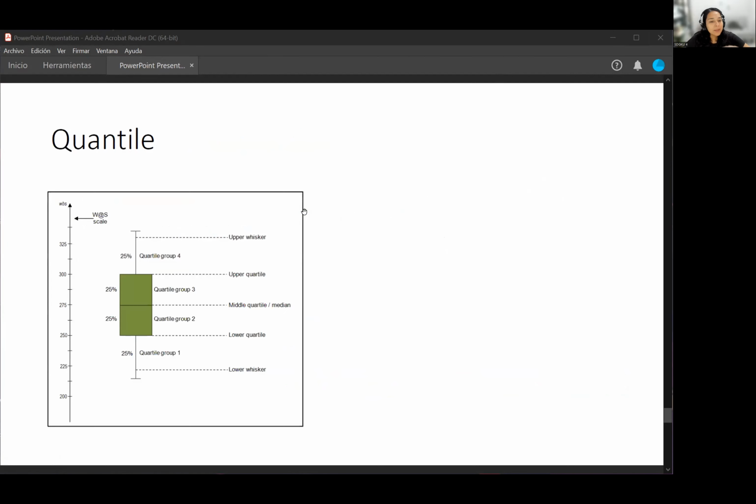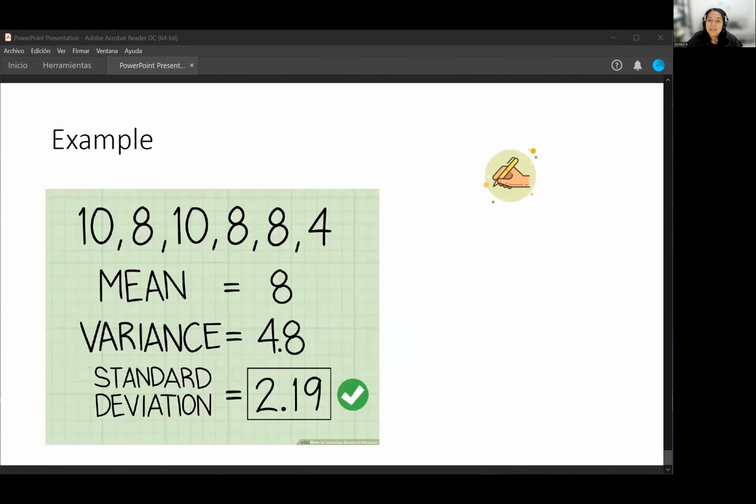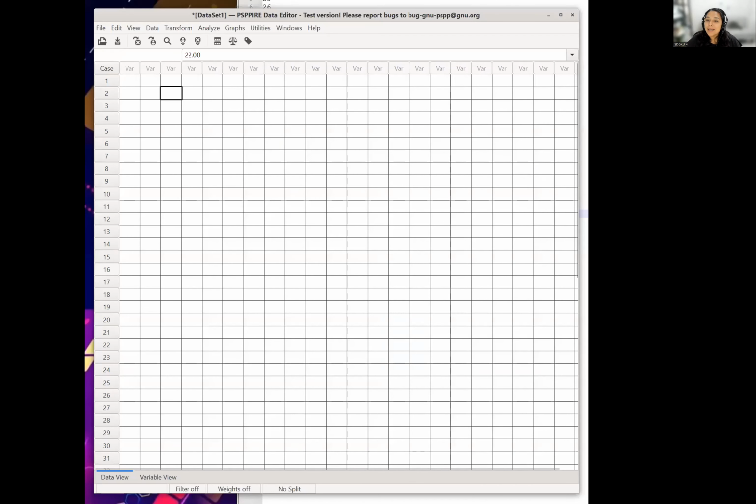Okay, so all these are just the descriptive analysis, and the descriptive analysis is really, really important because it's going to describe our data. It's like summarizing what we were doing with our data.